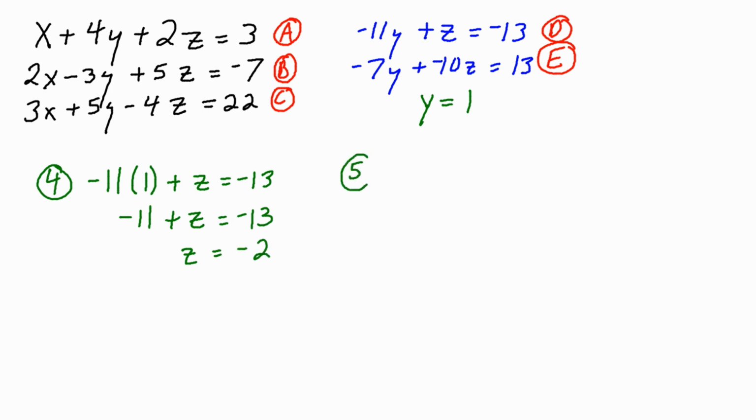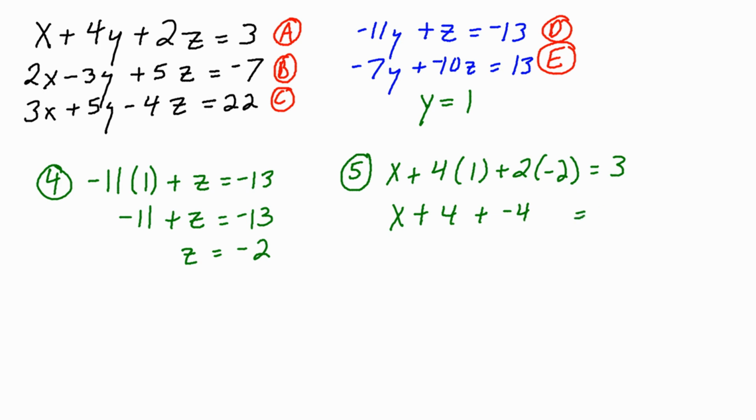So for my last step, I want to choose either A, B, or C, and substitute in my z and my y to find x. I'm going to choose equation A. So I have x plus 4 times 1 plus 2 times -2 equals 3. Then I have x plus 4 plus -4 equals 3, which means x equals 3.